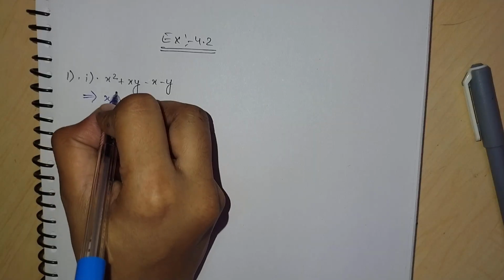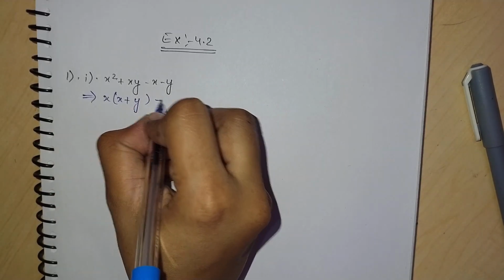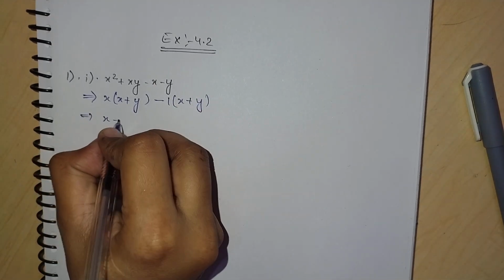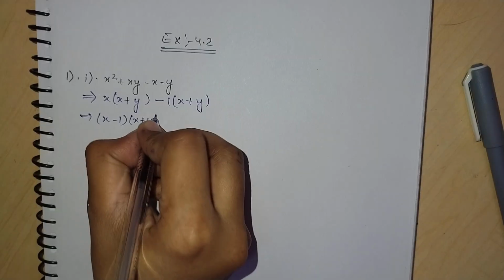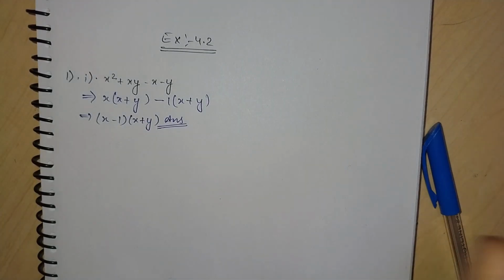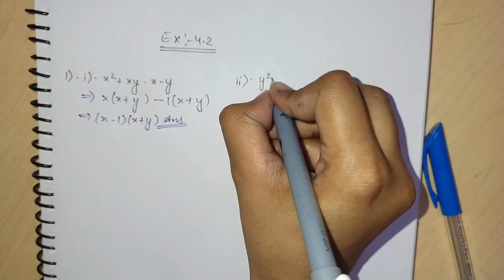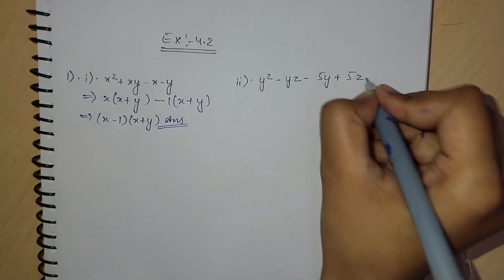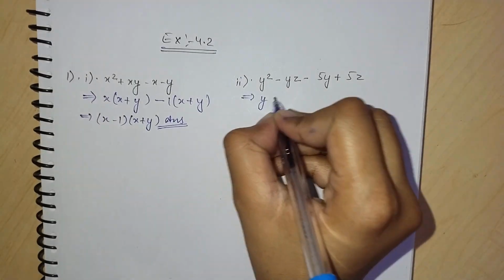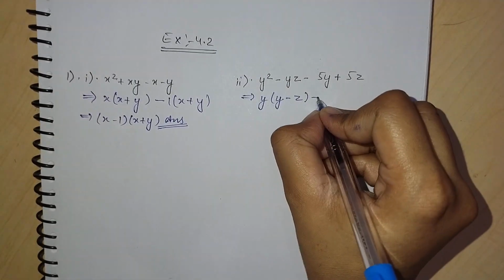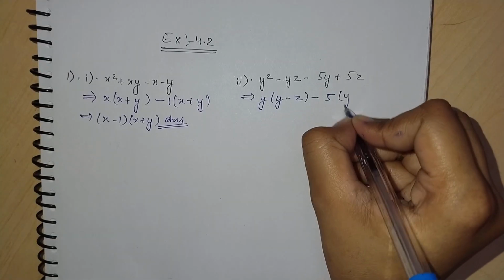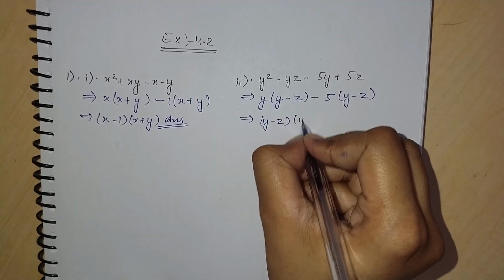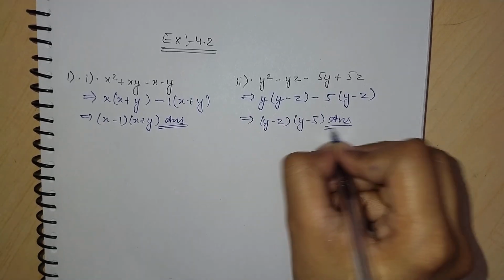Here x is common, we can see x plus y minus 1. So x plus y here also. So on taking common, we get x minus 1 and x plus y is the answer in the first part. Now the second part in this question is y square minus yz minus 5y plus 5z. So on taking common here we get y minus z minus 5 and y minus z. So on taking it common, we will get y minus z, y minus 5 as the answer in this question.